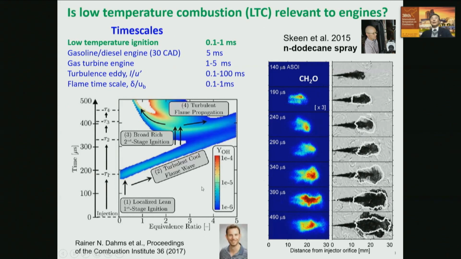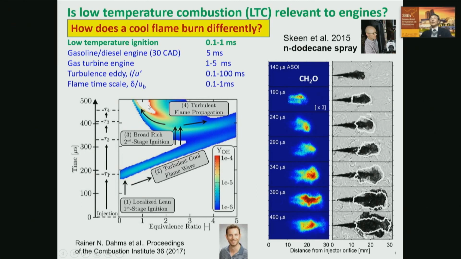In comparison to the time scales of different flame regimes in engine conditions, Dames showed that low temperature ignition first occurs at fuel-lean conditions, and that the cool flame propagates into fuel-rich regions. At the fuel-rich region, you have a transition from low temperature ignition to high temperature ignition, and then you generate high temperature flames at near stoichiometric condition, for example. But the question to ask here is: how does the cool flame burn differently from the hot flame?